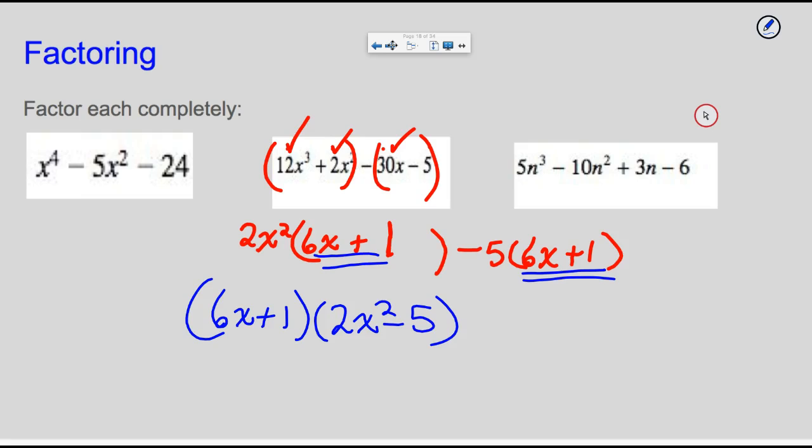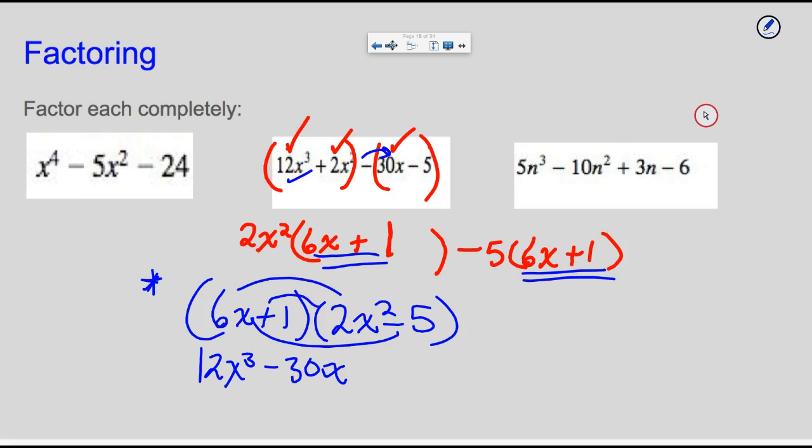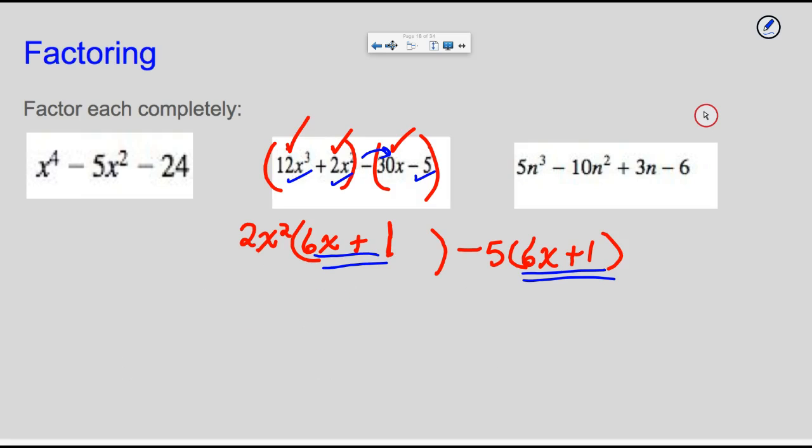Keep in mind, though, that these can always be checked by FOILing. So if you're really stuck, you might want to take the answers and go, oh, that's 12x cubed. Might be my right answer. This is minus 30x. We've got one of those in here. Plus 2x squared. We've got one of those right here. And then I've got a minus 5. So check, this would be the right answer. So FOILing is helpful when you get stuck, when you have multiple choice. So that's always a good idea.